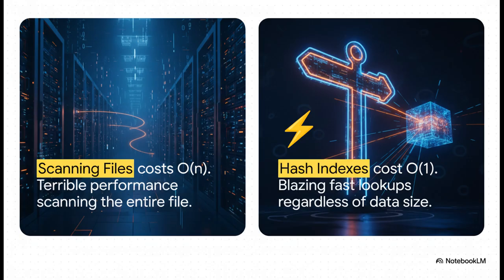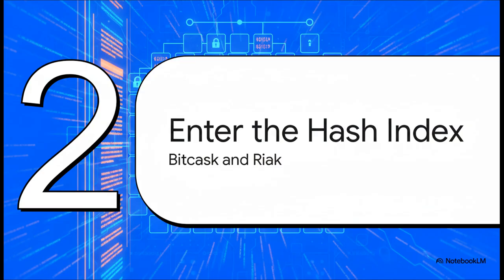So, the solution? We use an index, specifically an O of 1 hash index. This gives us blazing fast lookups no matter how huge our data gets. The index acts like a giant signpost living right alongside your data, telling the system exactly where to look. Let's see how this works in Section 2.